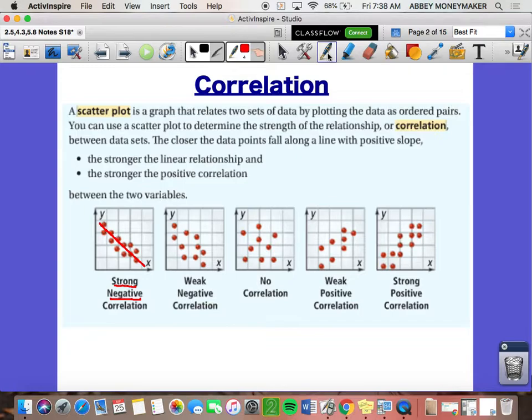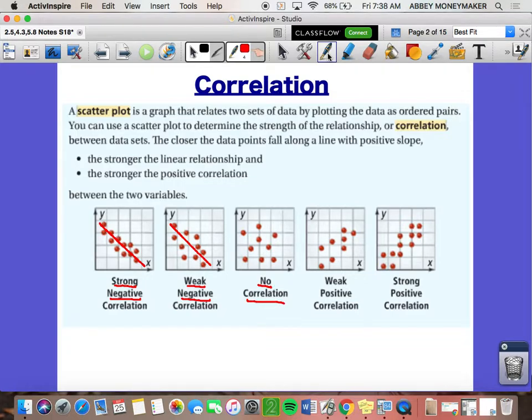Now, a weak negative correlation, again, if I were to draw a line here, you can see that the data is trending downward. However, it's not necessarily really close to the line that I just drew, so that's why we call it a weak negative correlation. Here in this middle one, there is no rhyme or reason to those data points, so that is no correlation.